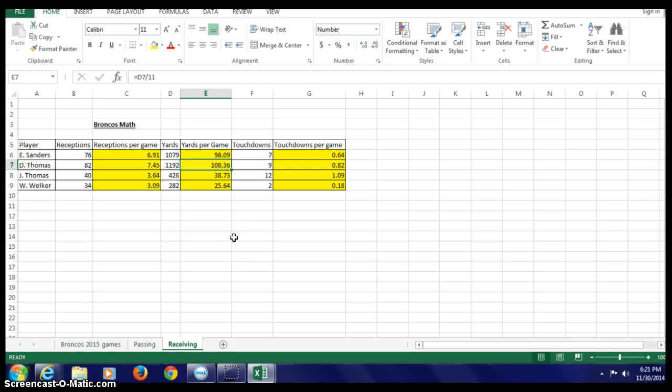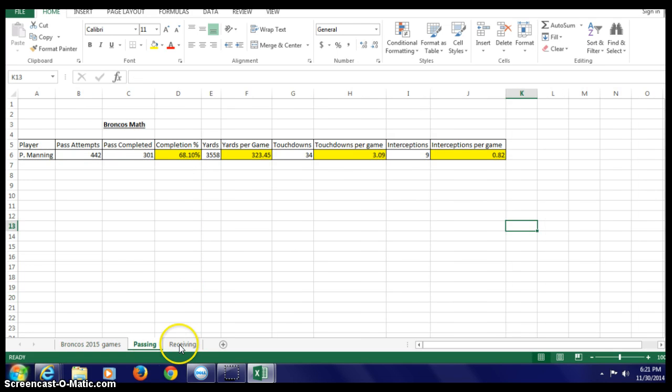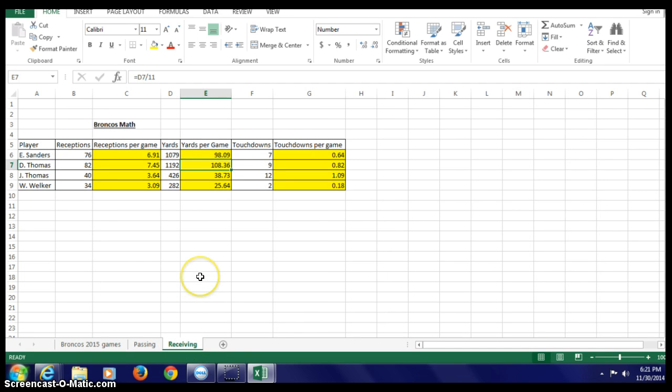So by using Excel, we were able to come up with statistics for the Broncos, both on the team level, passing level with Peyton Manning, and the reception level. So I hope you found this tutorial helpful and a good way to brush up on Broncos math.